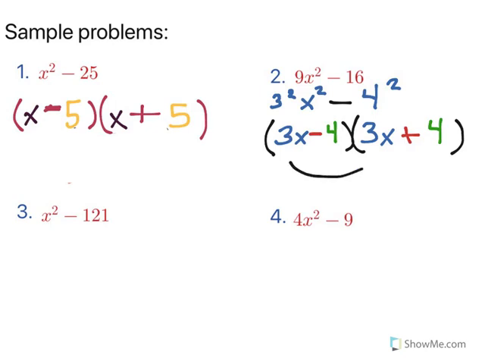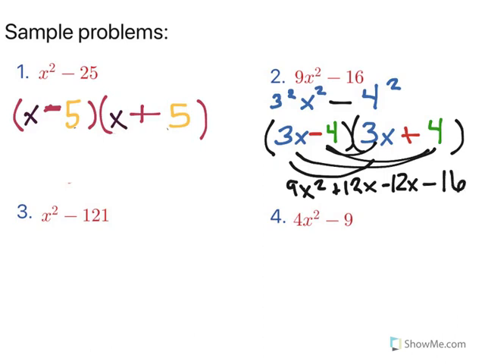When we check our work, we will see that based off of multiplying and distributing through the FOIL method, first, 3x times 3x is 9x squared. Outer, we have 12x. Inner, we have negative 12x. And last, we have negative 16. Again, our middle like terms will cancel each other out, leaving us with just the 9x squared minus 16.